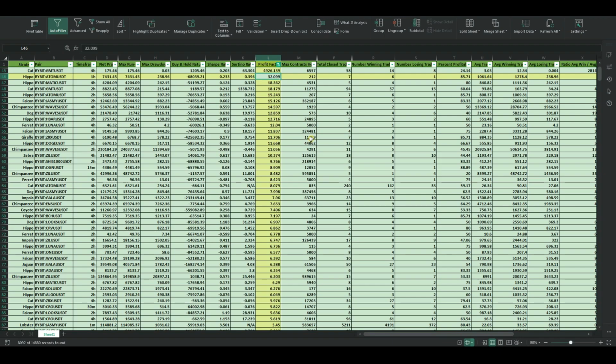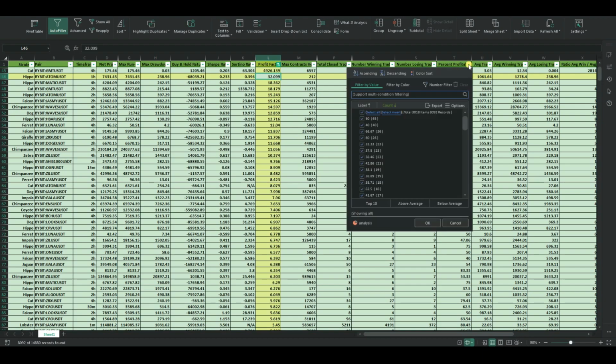Our second filter is percent profitable. So in our effort to increase the statistical edge, we want only the rows with percent profitable over 50.